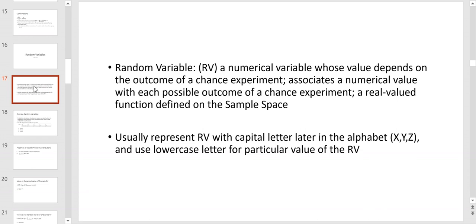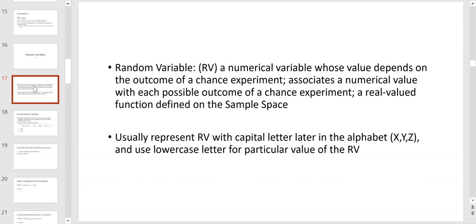It's a numerical variable whose value depends on the outcome of a chance experiment. Remember, we're in the context of probability right now, and we're dealing with chance experiments, which are any situation where there are two or more possible outcomes and we don't know which one is going to occur. There's uncertainty as to which of two or more possible outcomes will occur. So we can define a random variable as a numerical variable whose value depends on the outcome of that chance experiment. Another way you could think of it is that a random variable associates a numerical value with each possible outcome of a chance experiment.